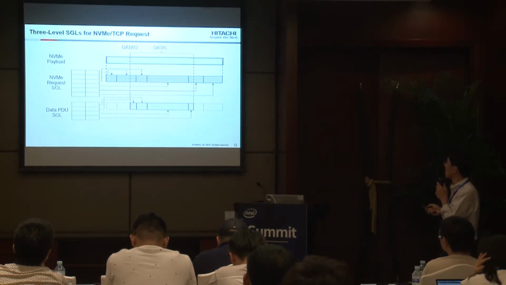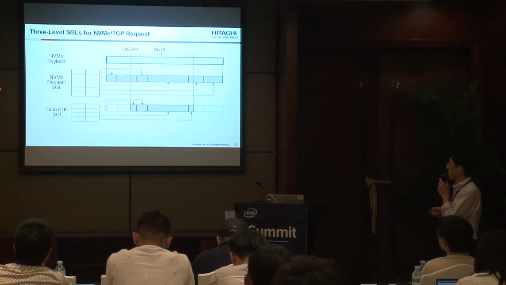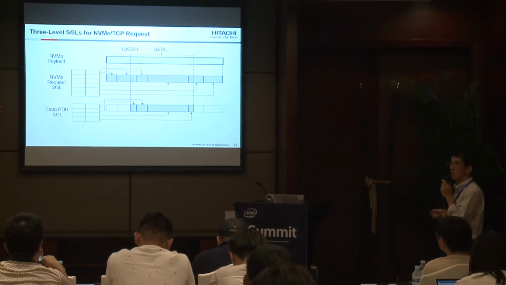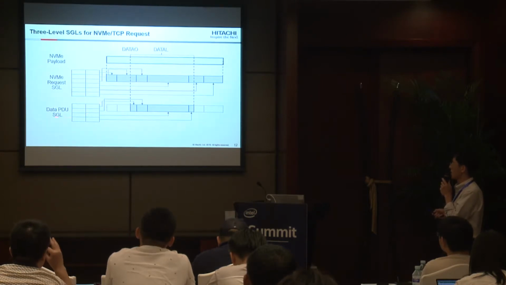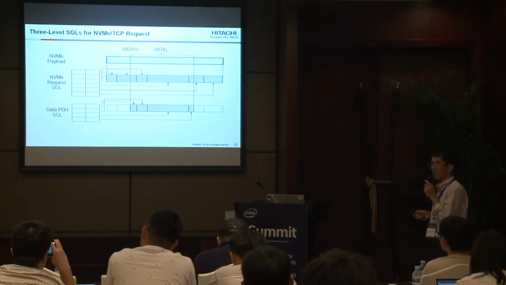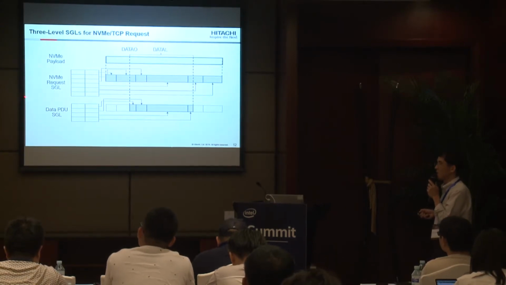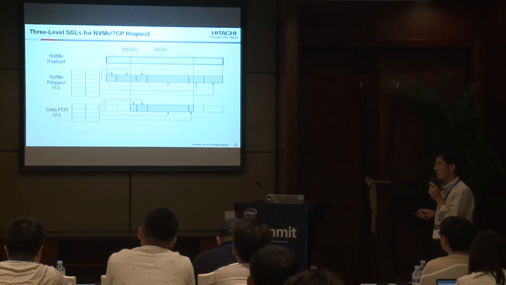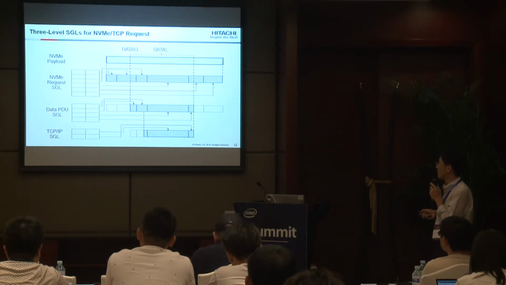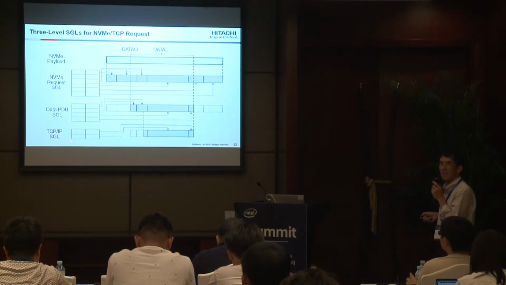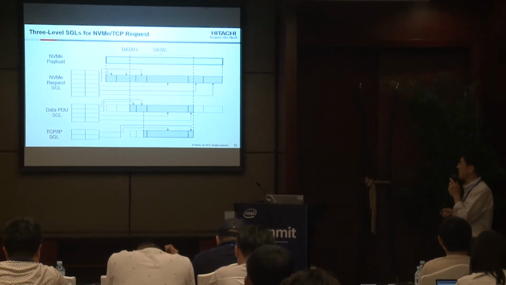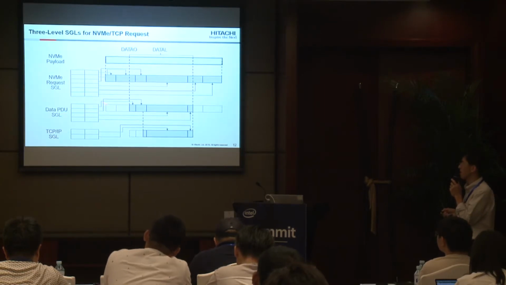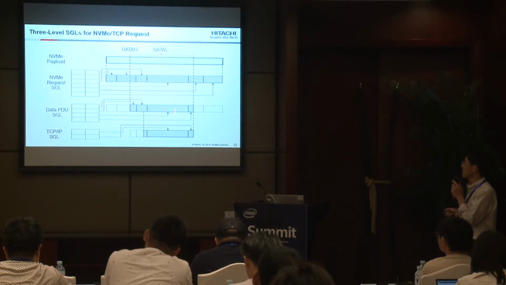So we have to have its own scatter list to store that PDU, and that PDU is conveyed by TCP/IP packets, and there is no boundary requirement between that PDU and the TCP/IP packets. So we have to have another separate scatter gather list. So we have to manage 3 levels of scatter gather list, and this is not easy.